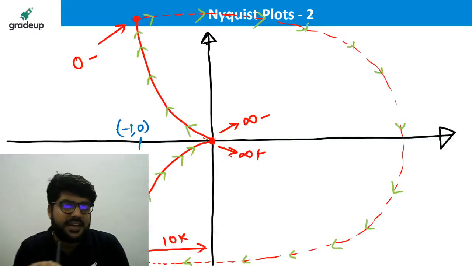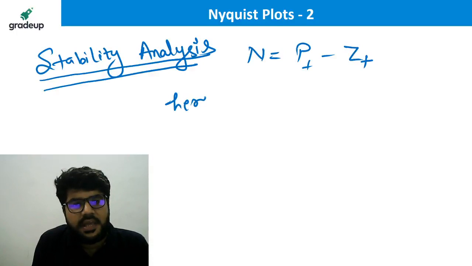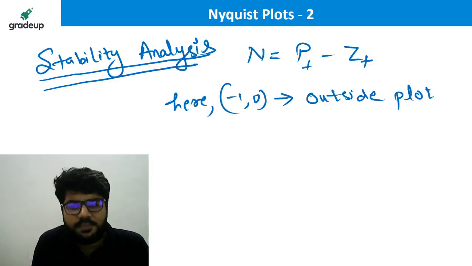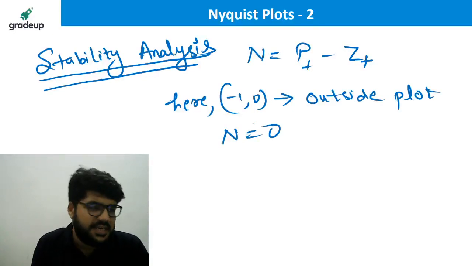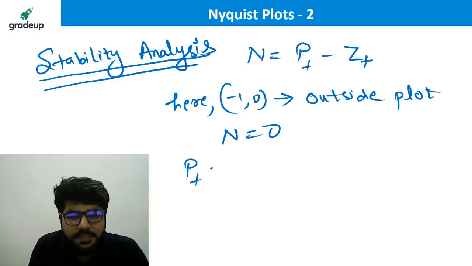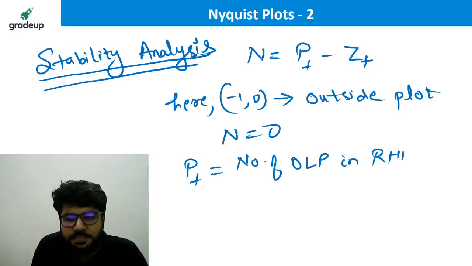Is there any encirclement? No. For this question, minus 1 comma 0 is outside the plot. So what is the value of N? 0, no encirclement. What is the value of P plus? What did we define P plus as? P plus means the number of poles of G(s)H(s), that is open loop poles, in the RHP.